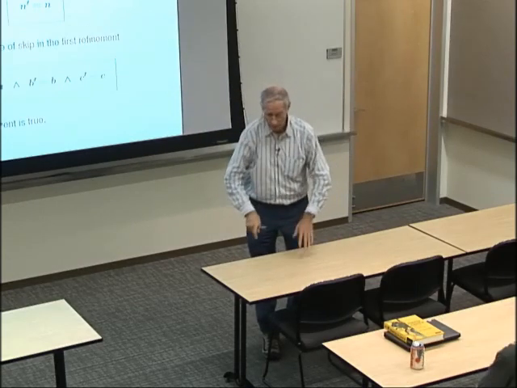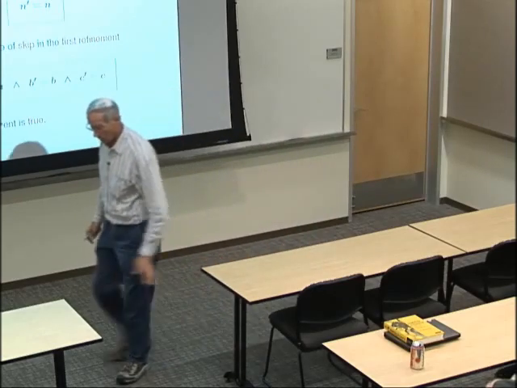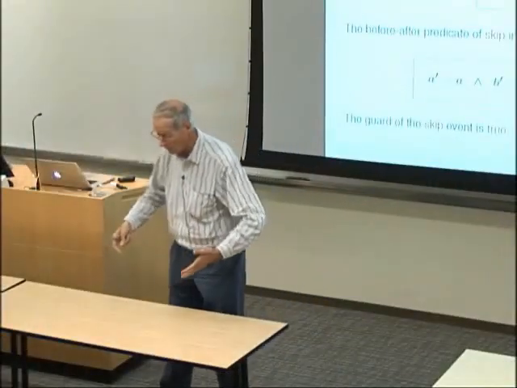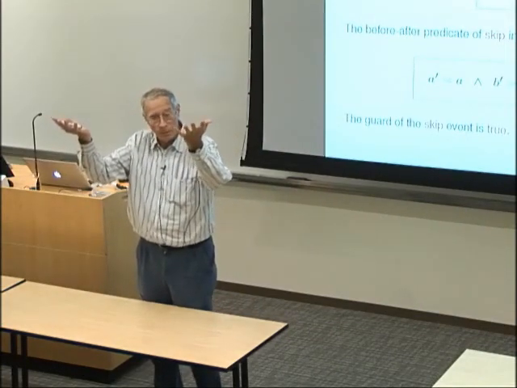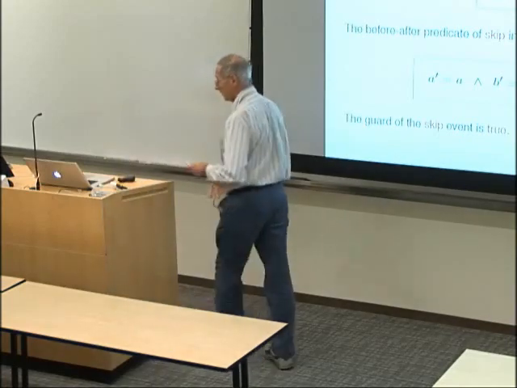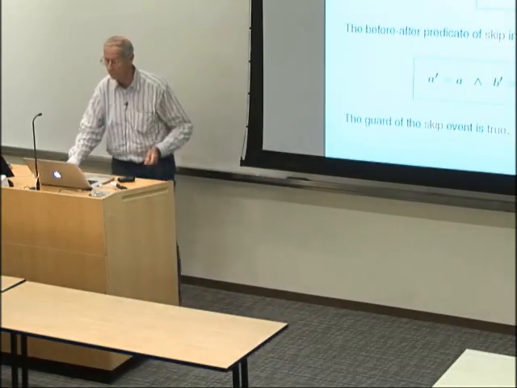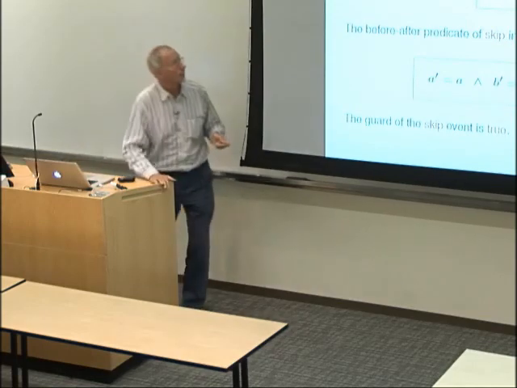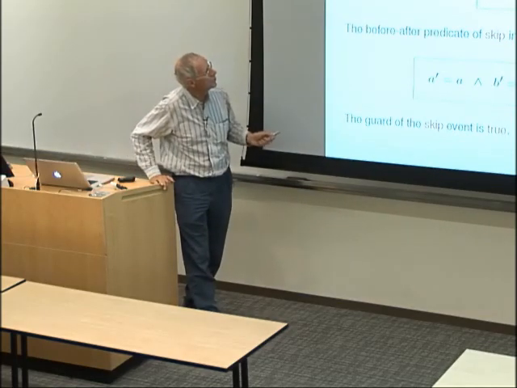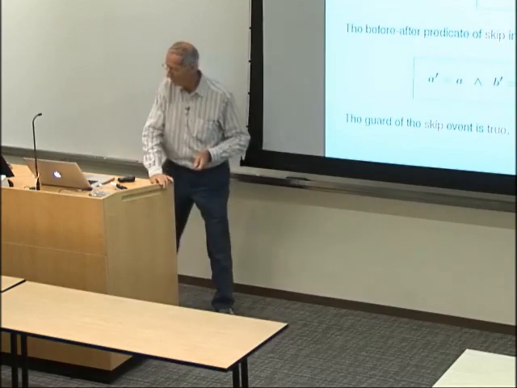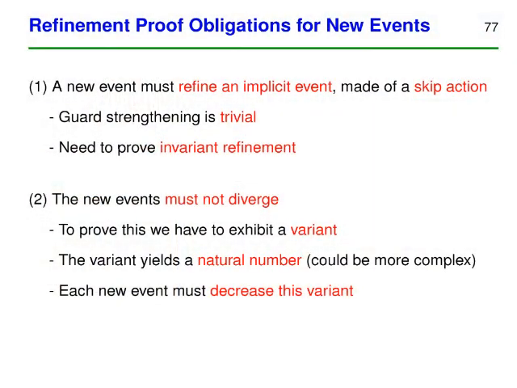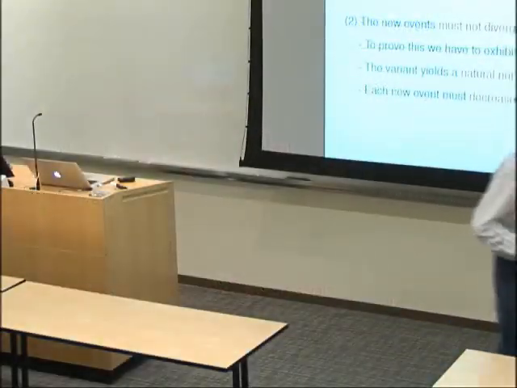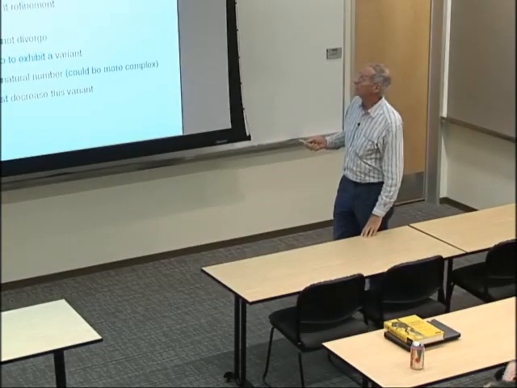And when we make the refinement, we enter into the concrete state. So these new events should refine skip. Okay, they should refine something that did nothing in the abstraction. And the guard strengthening is very obvious because skip, which is here the before-after predicate, has no guard, so there is no problem, and we just have to prove the invariant. So, the proof obligation for the new events: guard strengthening is trivial.